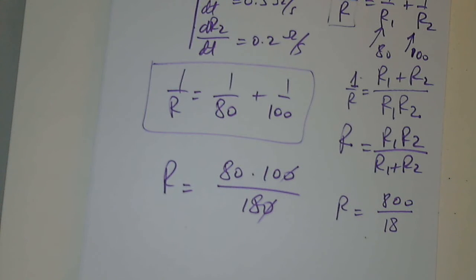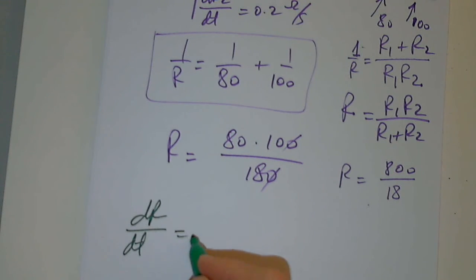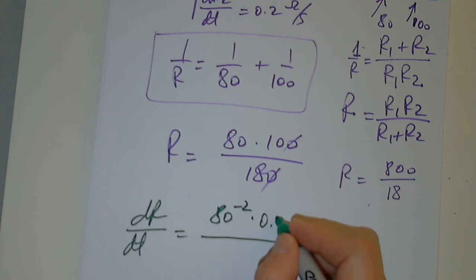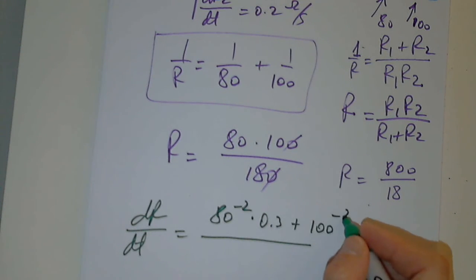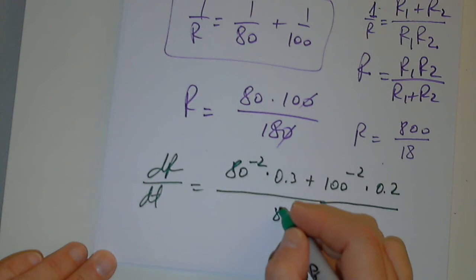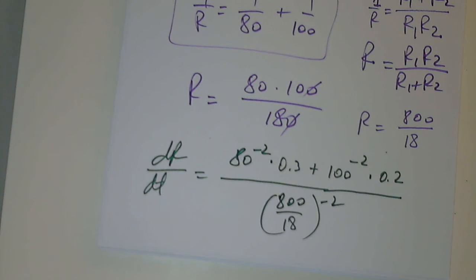Because now I'm going to go back and plug in everything. So our calculation for dR over dt will be 80 to -2 times 0.3 plus 100 to -2 times 0.2, and everything divided by 8000 over 180, everything raised to -2. Don't bother with any algebra here, or basically arithmetic. They're all numbers. Just let's plug them in the graphing calculator and we'll get a number.